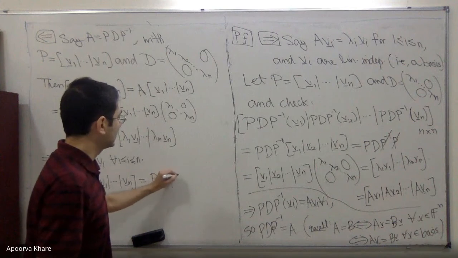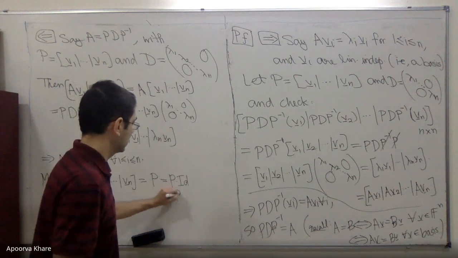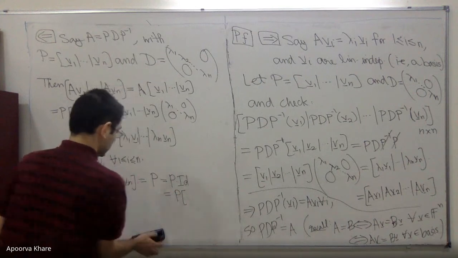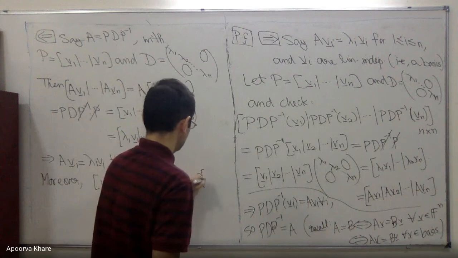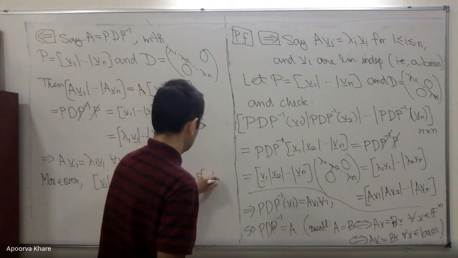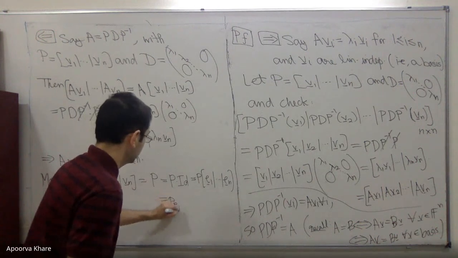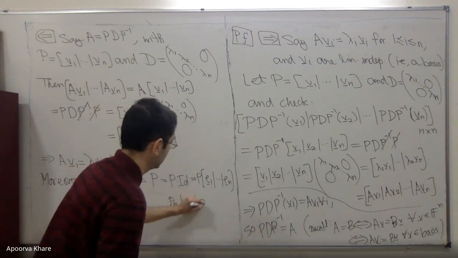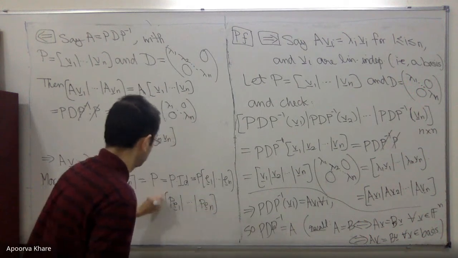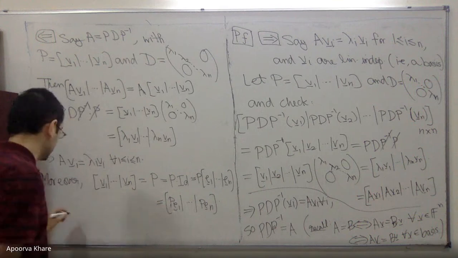Is P times identity, which is P times E1, E2, ..., En, equals PE1, ..., PEn. Which means that each Vi is P times Ei.